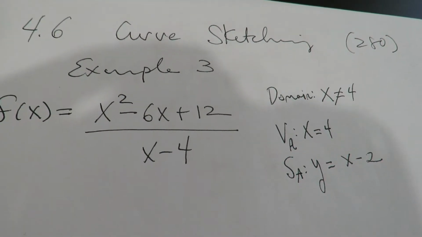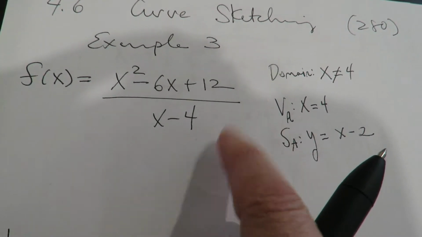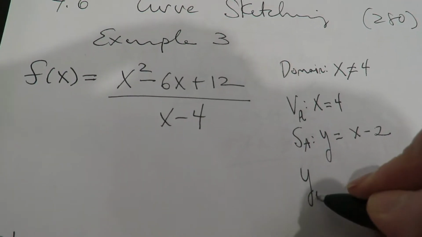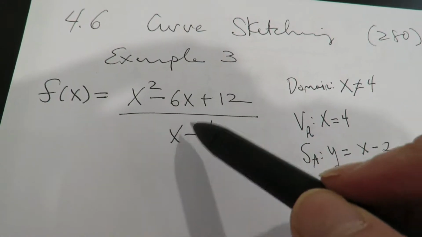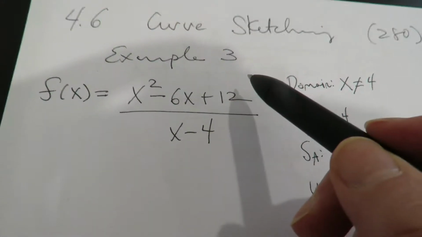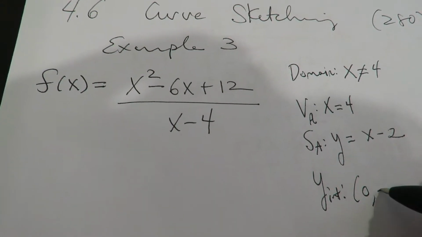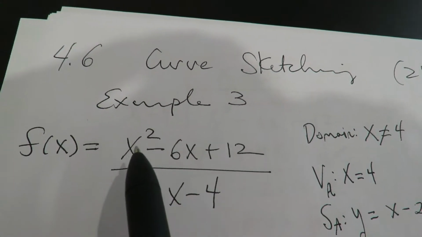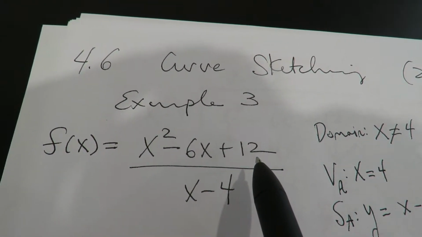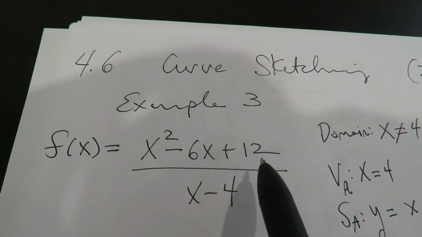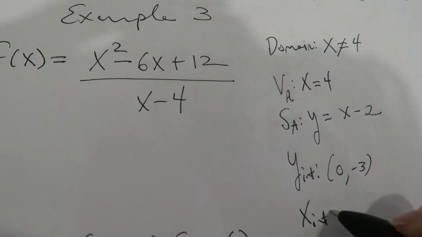All right, let me see what other characteristics from the original we should find. We should find the y-intercept here. If you let all the x's be 0, that goes to 0, that goes to 0, that goes to 0, you have 12 divided by negative 4, so that's negative 3. So that point is (0, -3). Do we have an x-intercept? Can this equal 0? 3, 4, 2, 6, 1, and 12. No, there is no x-intercept here. X-intercept, none.